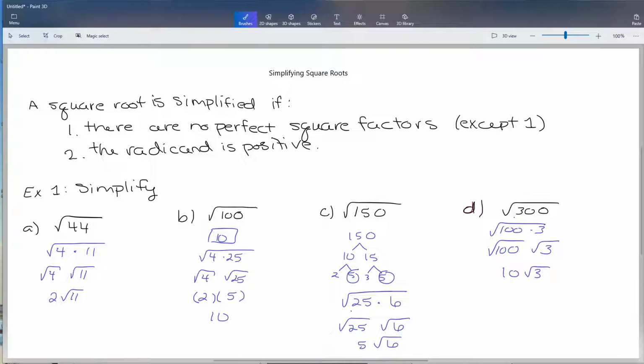Okay? So this is really the idea of simplifying these numerical square roots. You split it off into the perfect square part and then the leftover part. And here are a couple different methods to do that, right? You can immediately recognize the perfect square part. You could use a factor tree and look for repeated factors that make a perfect square.